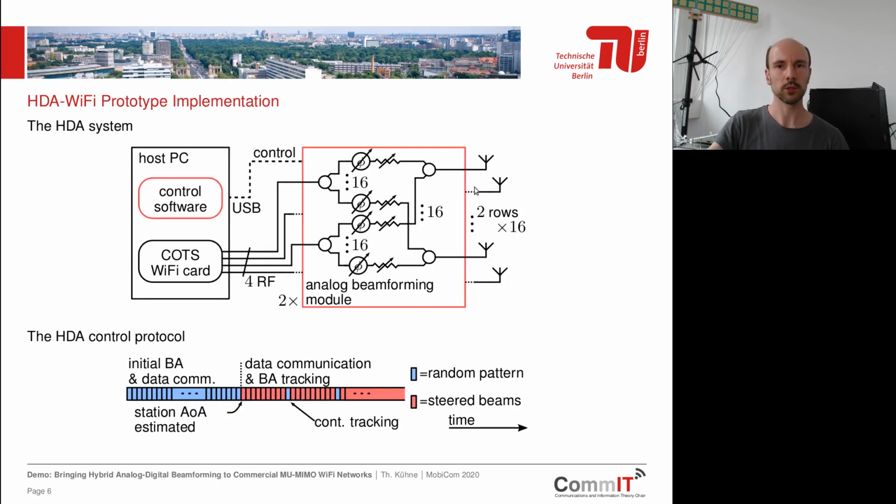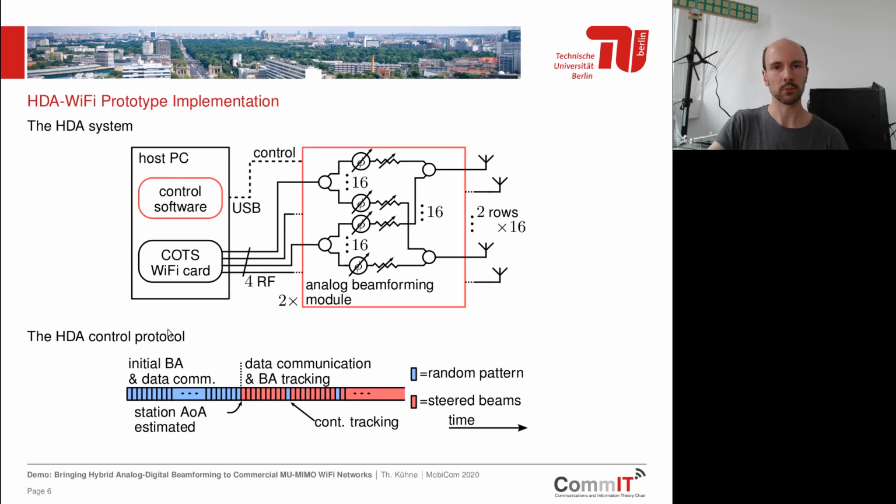So in our prototype implementation, you can see that we have implemented a 2x16 antenna array with an analog beamforming module and some hybrid control software on a host PC. And this is all on top of commercial Wi-Fi cards. So one commercial Wi-Fi card with 4 RF chains. So we are using the default Wi-Fi card.